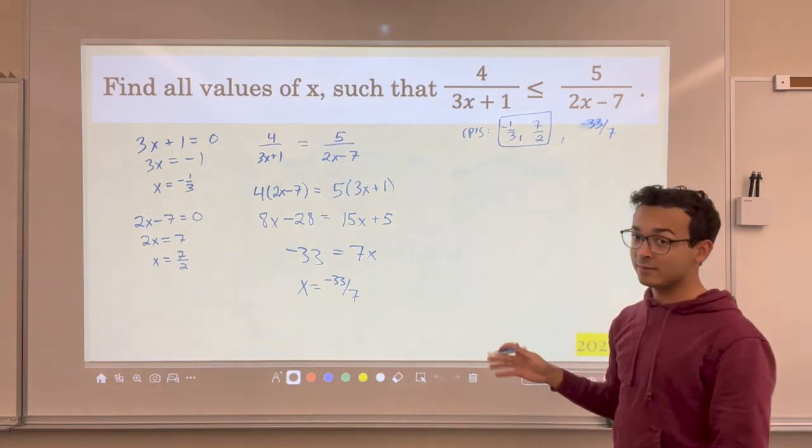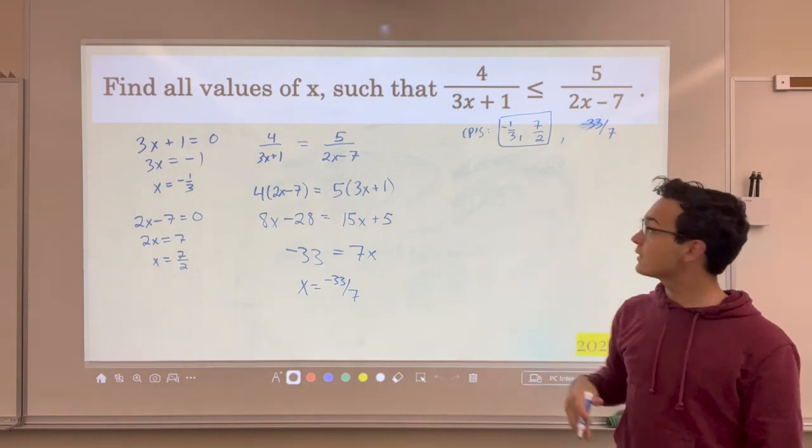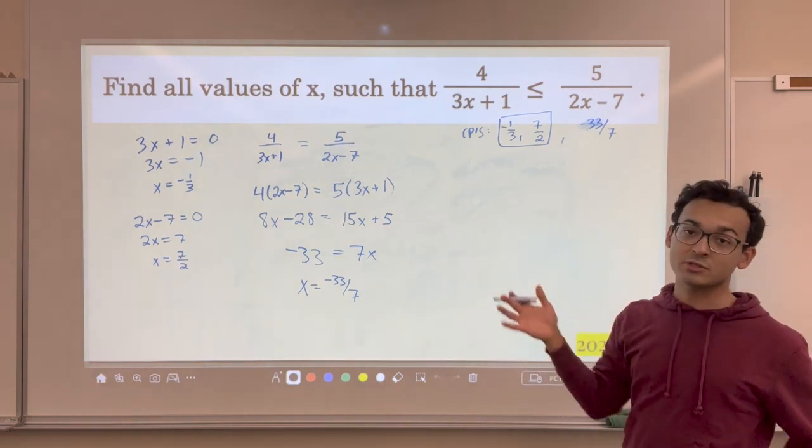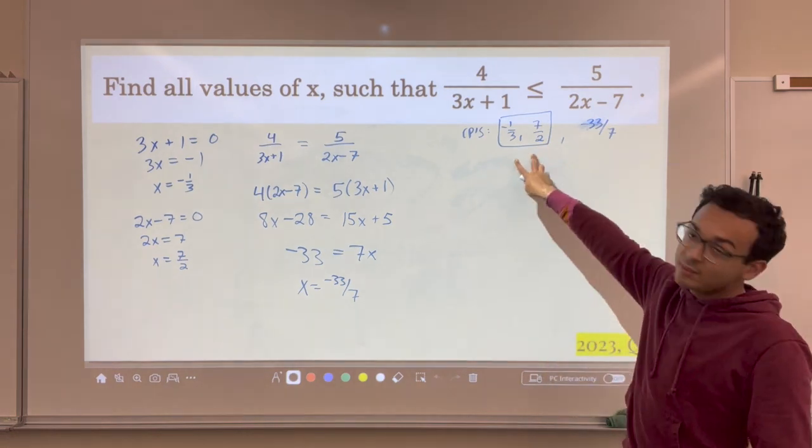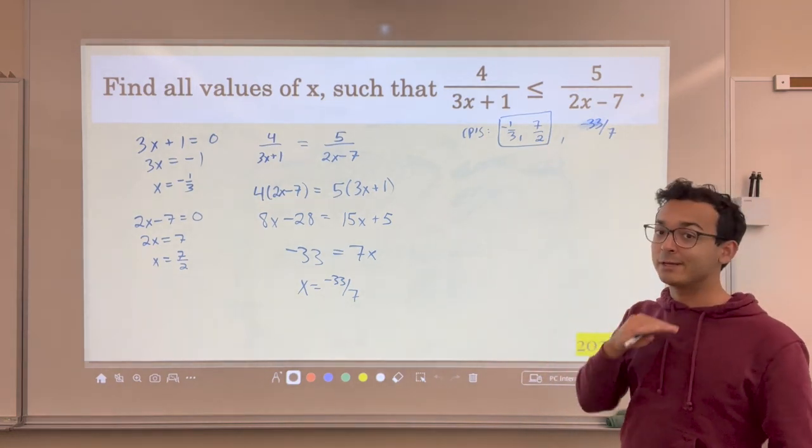And now that one, that is a valid value of x, because if you plug it in, the functions are equal to one another and you won't run into a divide by 0 scenario. So it's only these 2 critical points that x cannot be.